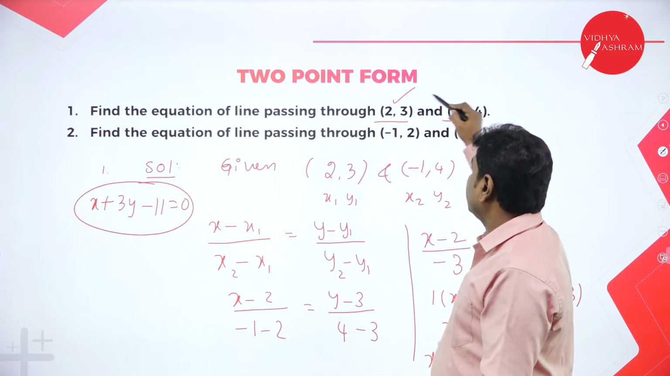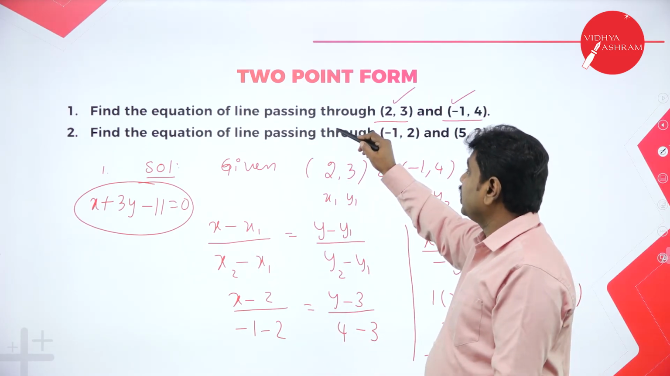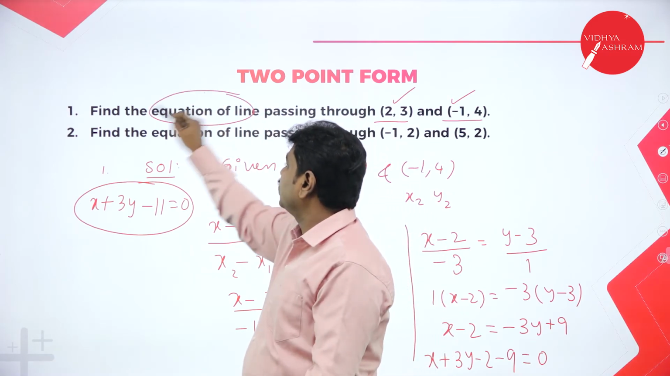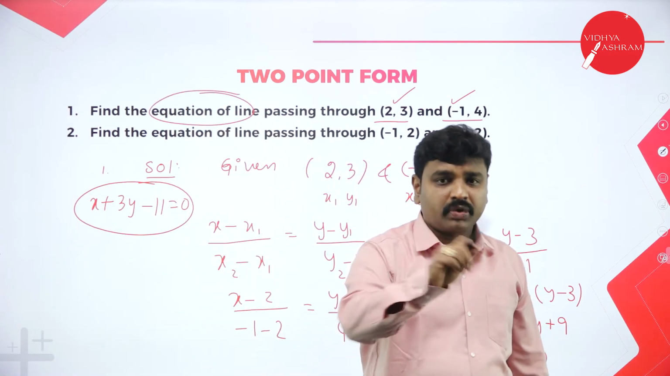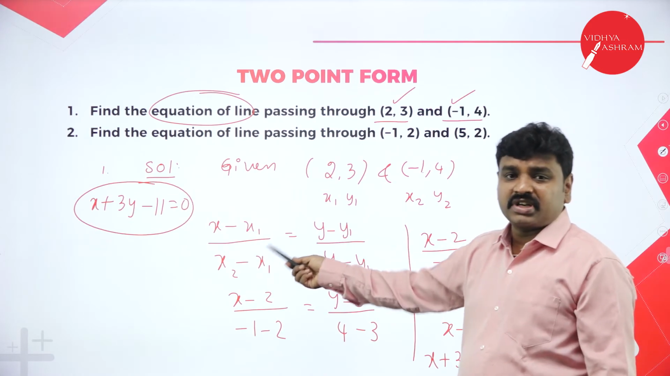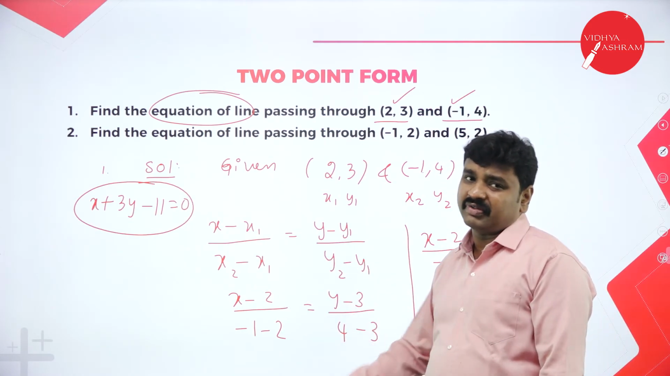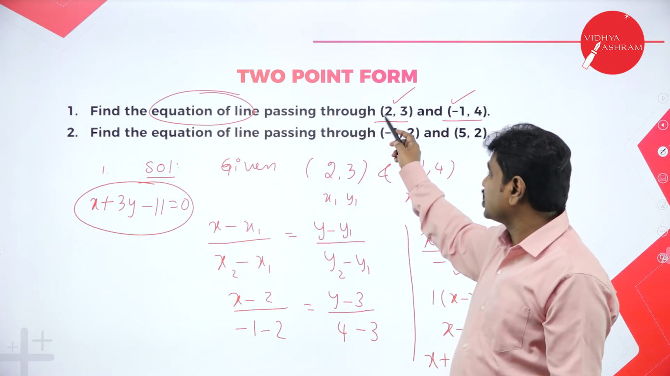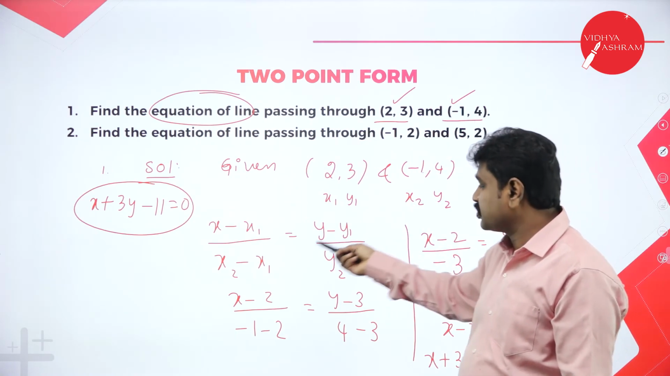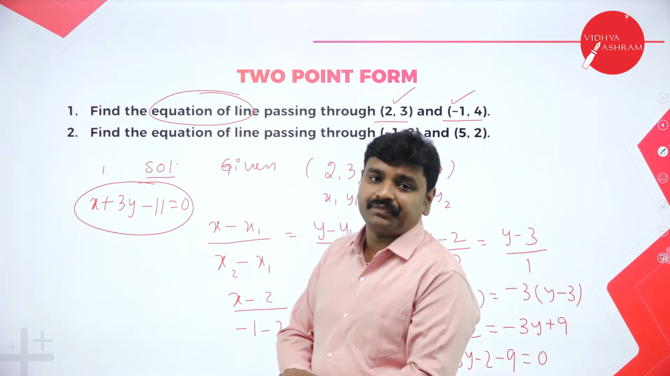So first they give 2 points and they wanted to find the equation of what? They wanted to find the equation of the line. In order to find the equation of the line, we'll use the 2-point form. What is the 2-point form of a line? (x minus x1) by (x2 minus x1) equal to (y minus y1) by (y2 minus y1). First point we call x1, y1. Second point we call x2, y2. Substitute in it, rearrange, and you'll get the answer.